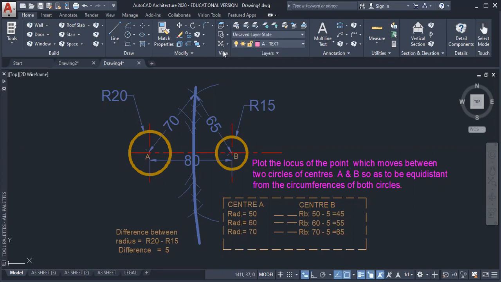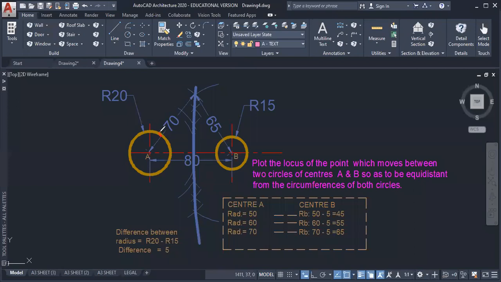At the end of this video, you should know how to plot the locus of a point which moves between two circles of center A and B so as to be equidistant from the circumference of both circles. Equidistance means to be equal, or in other words, whatever the distance is from one point.